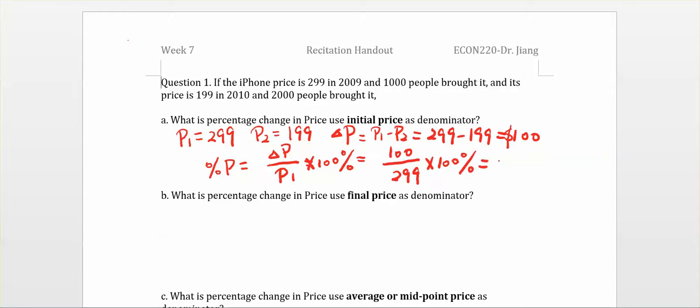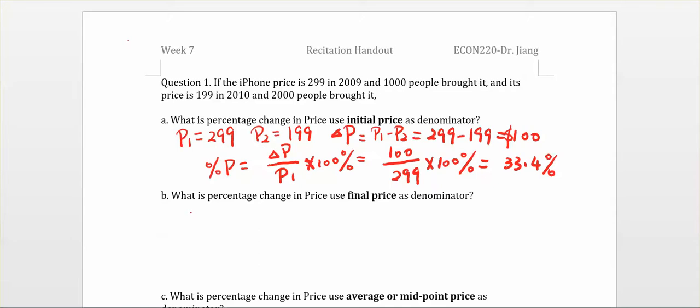So then, if you have a calculator, you should get 31.4%. So in the question, I forgot to mention it. We only keep 1 decimal. So that is 33.4%. Okay, now let's move to the second question.